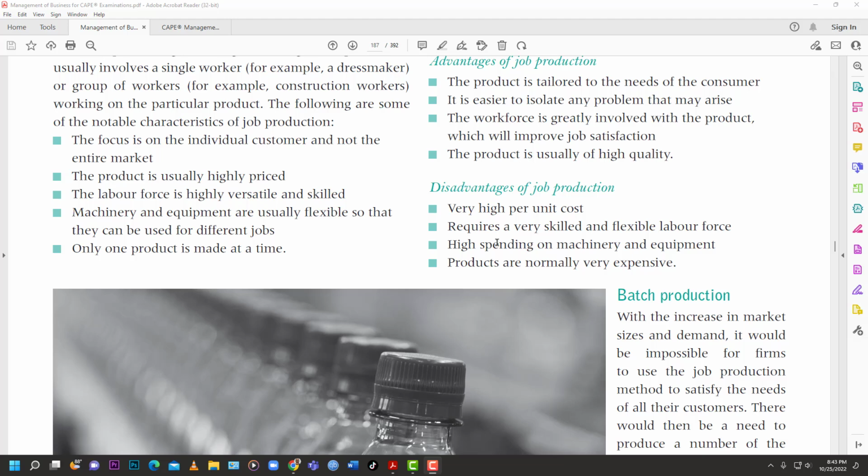Because with one product you're making, you only have one thing to focus on, so you can see where you might have gone wrong. In a house, you might say, okay, the tile is not going on properly, or the plumbing might have an issue. So you can see where the problem is easier than if you're making a whole batch of stuff. The workforce is greatly involved with the product, which will improve job satisfaction. The product is usually of high quality.